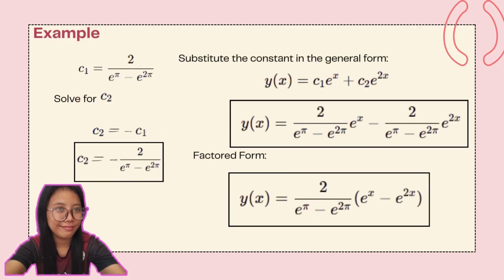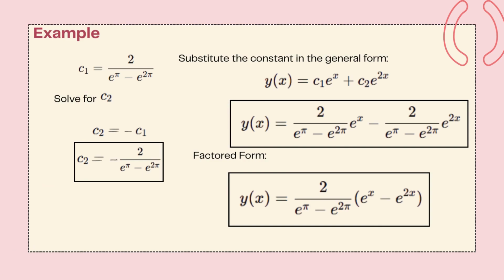Since we already found the value of c sub 1, which is 2 over e to the power of pi minus e to the power of 2 pi, now we are going to solve for c sub 2. Using equation 1, which is c sub 2 equals negative c sub 1, we substitute the value of c sub 1. So c sub 2 is equal to negative 2 over e to the power of pi minus e to the power of 2 pi. We just change the sign of c sub 1 to find c sub 2.